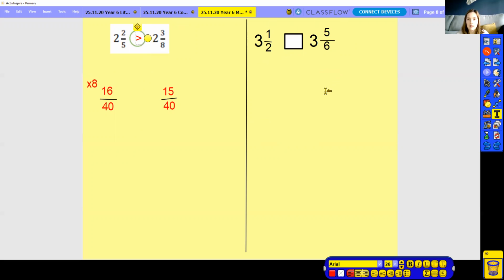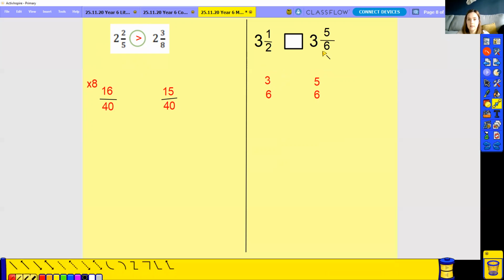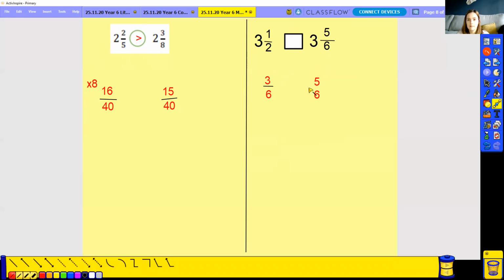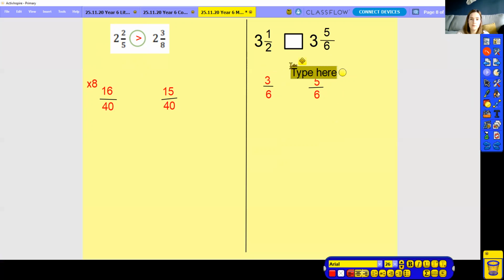Now, I'm going to keep them as sixths because I can make the half into a sixth. So if I multiply the 2 by 3, I get 6. So if we times that one by 3, we need to times the numerator, which gives us 3. So we've got 3/6, which is equivalent to a half. And then we've got 5/6 here. And put the lines back in. That's it. So my largest one is actually this one, the 5/6 this time. So for once, we've got 3 and a half is smaller than 3 and 5/6.